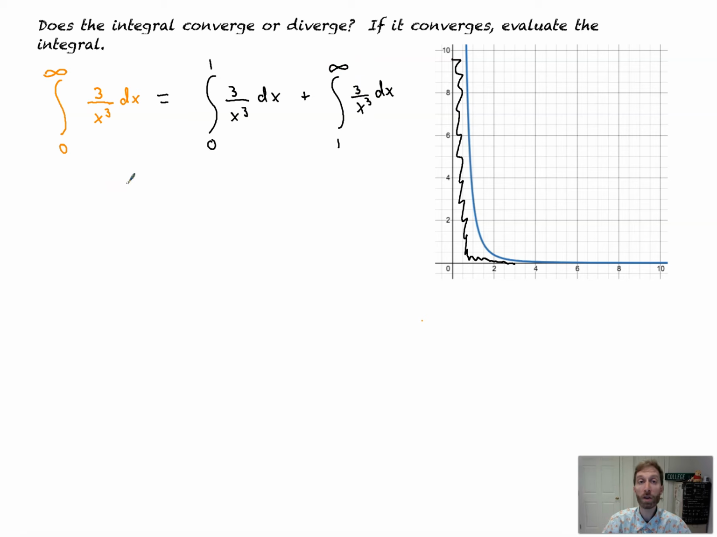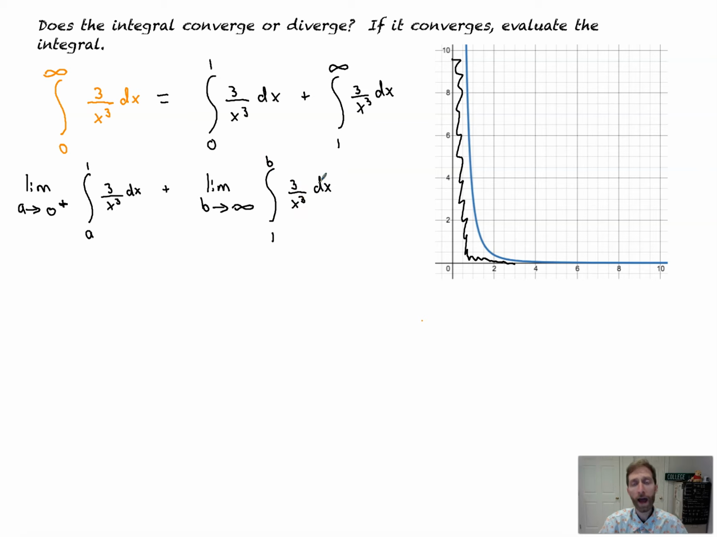So let's rewrite it with two limits. So we'd have the limit as a goes to 0 from the right, since we're going from left to right, we only get the right side of 0, and you can see that from this picture. So that's going to be from a to 1, and again, 1 is what we just chose. Plus, now we're going to have a second limit: the limit as b goes to infinity of the integral from 1 to b of 3 over x cubed dx.